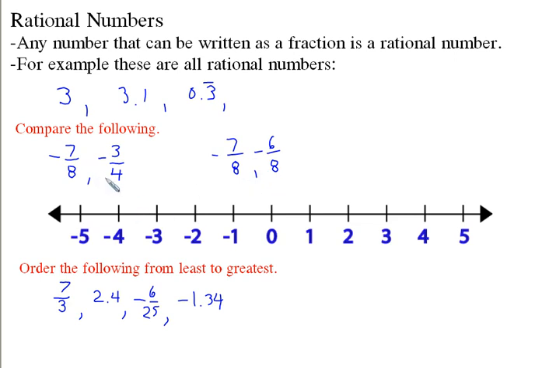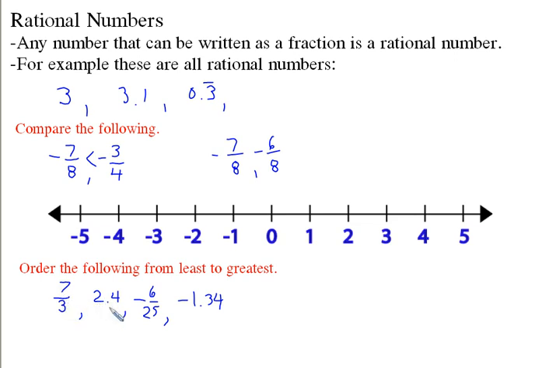So which one is going to actually be bigger? Negative 3/4 is going to be bigger because it's closer to the 0, because this one here, negative 7/8, is further to the left. Remember, anything that's further to the left is smaller than something that's further to the right. So this one here, if we were to do this the right way, we would just go like that.